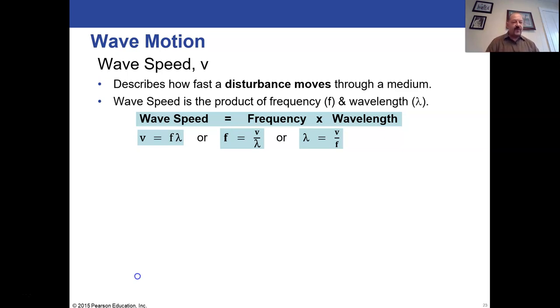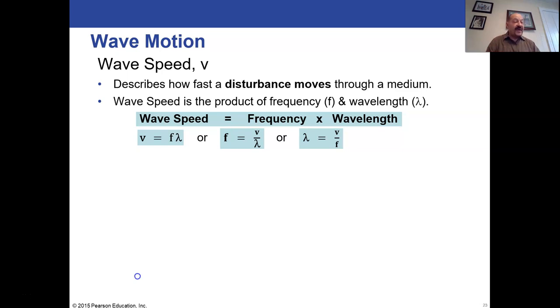And this will be true for any kind of wave, whether it's a sound wave, a water wave, or an electromagnetic wave, of all the different kinds of light in the electromagnetic spectrum. It'll always work. Frequency times wavelength equals the speed of that wave. So if I rearrange this formula and solve for f instead of for v, I get frequency is just the speed of the wave, v, divided by the wavelength. Or wavelength is just the speed of the wave divided by frequency.